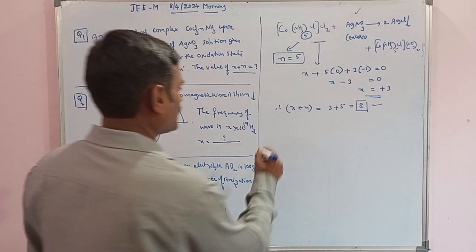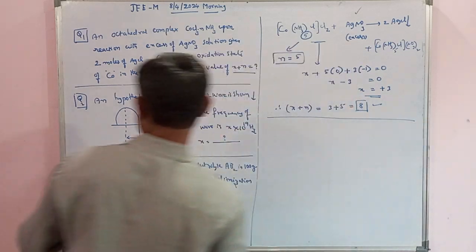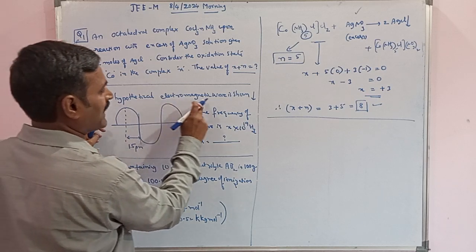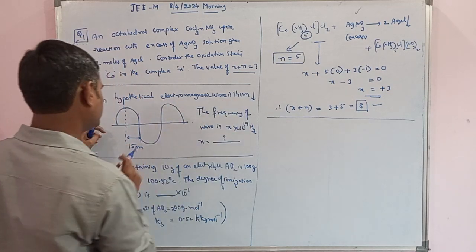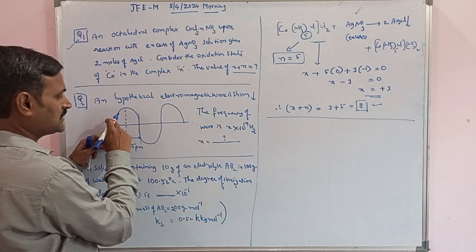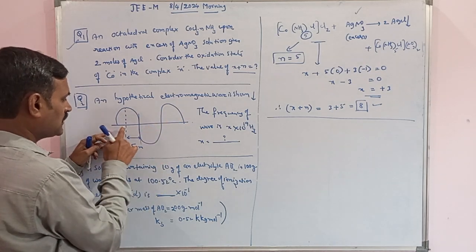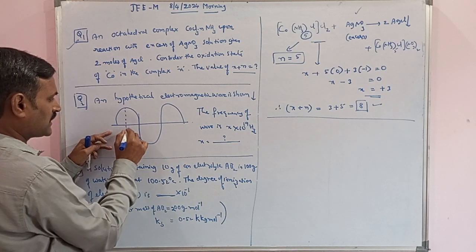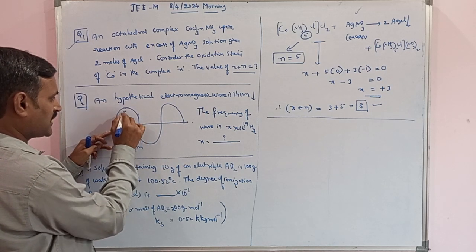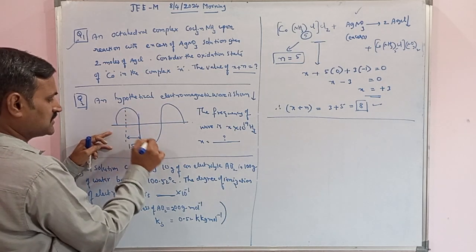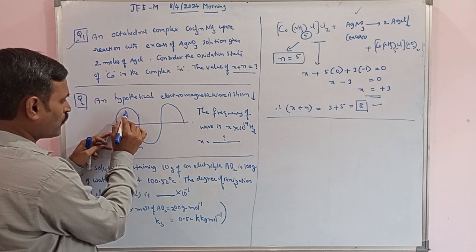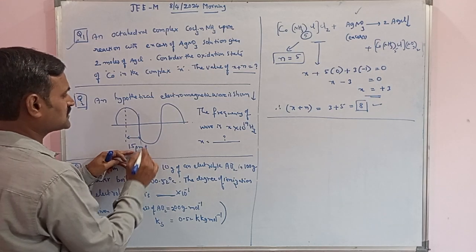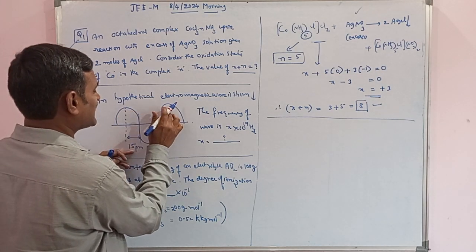Okay, moving on to the second question. A hypothetical electromagnetic wave is shown below, with the crest and trough shown like this. This is called the crest and this is called the trough. Now one portion is given the value 1.5 picometers, which makes it easy to understand the wavelength lambda from this.